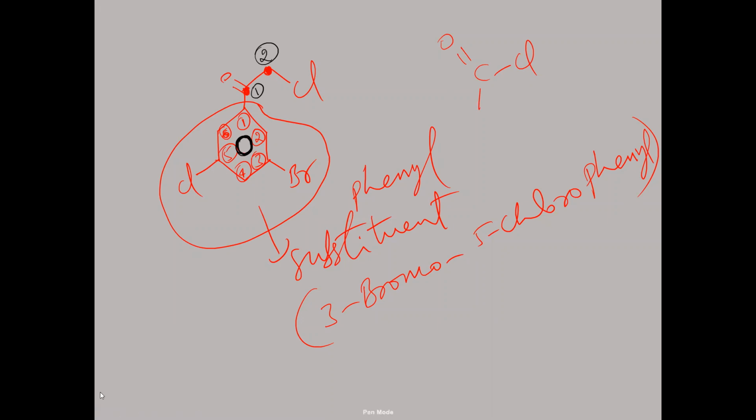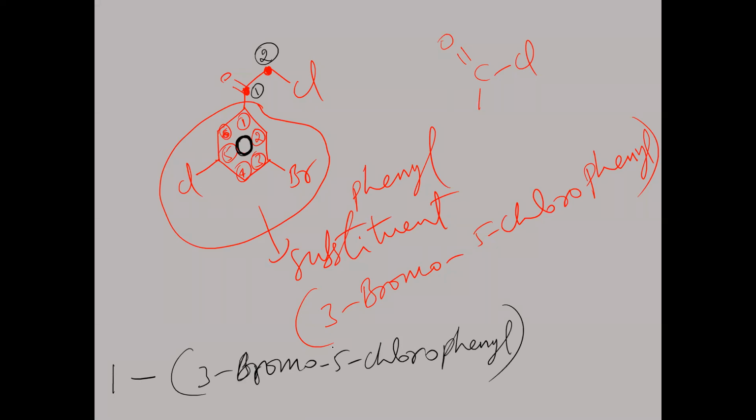So what should the name be? Tell me. 1 hyphen. Now the complex substituent name should be written within the square bracket. So 1 hyphen, 3-bromo, hyphen 5-chloro phenyl. This substituent ring is what now here? Phenyl. Okay, 3-bromo 5-chloro phenyl. After that, what is the root word here? Eth.